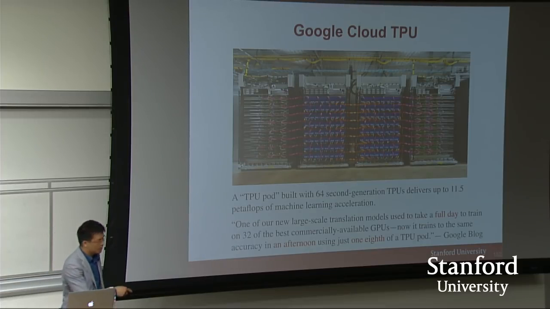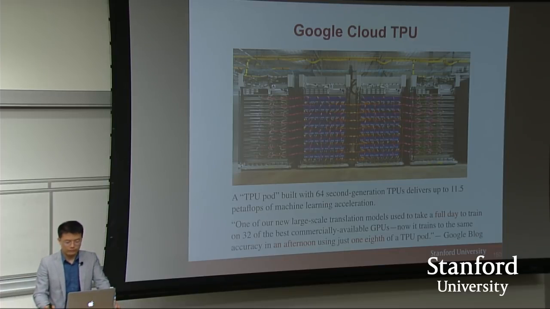In the Google blog, they mentioned that one of the large-scale translation models, the Google translation model, used to take a full day to train on 32 of the best commercially available GPUs, probably P40 or P100, maybe. And now it trains to the same accuracy just within one afternoon with just one eighth of a TPU pod, which is pretty exciting.